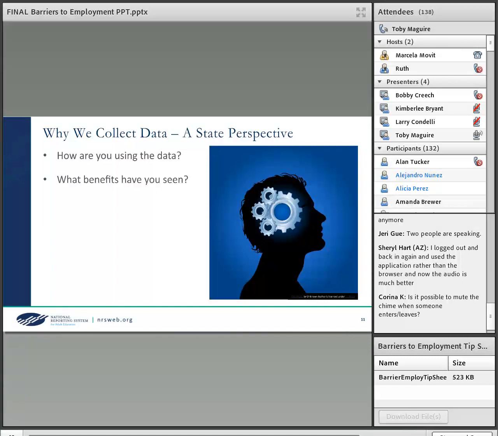Full disclosure, we are just looking hard for the first time at our barriers to employment data. We're in our second year of a new MIS, and the data this year is a lot more accurate than last year, and certainly across from the previous system. So we are now being able to look at it closely, and we're also able to differentiate how our local providers are doing collecting these data.